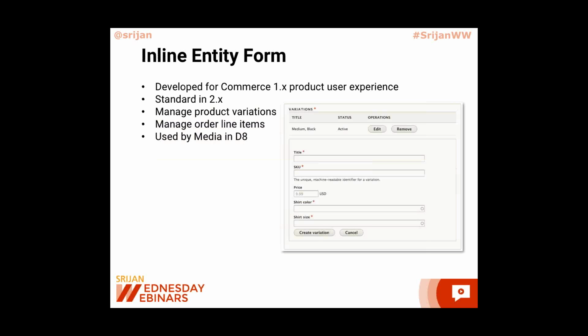We have the inline entity form. It was developed for Commerce 1.x to improve the product user experience. It is now standard in 2.x. It is used to manage your product variations. So when you have your product and you need to specify medium or black, medium or blue, this is how you will edit them. It also is used to manage the order line items, and is used in other areas of the contributed project space. So it's not just a Commerce Guys project, it is a Drupal community project.